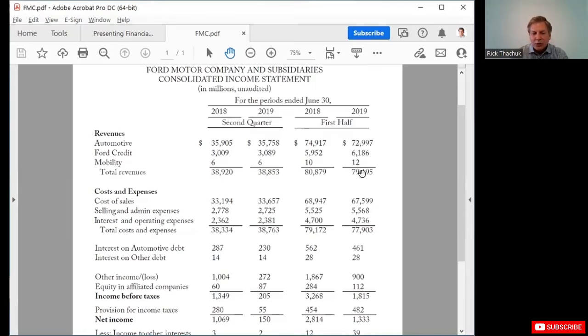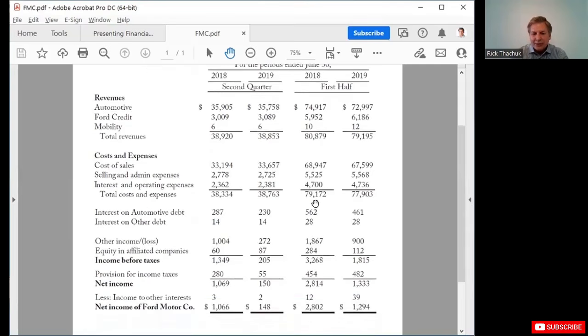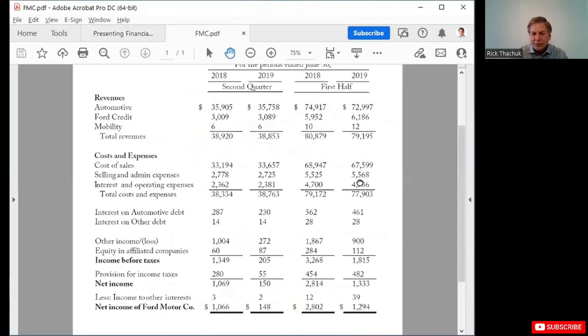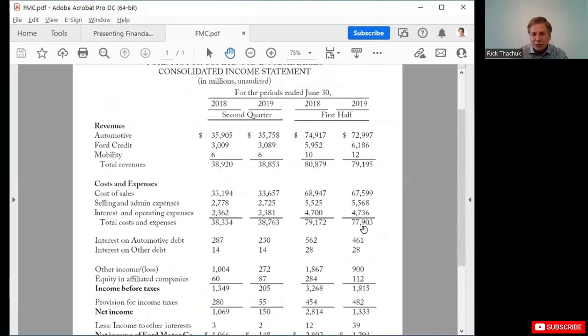Let's take a look at total costs and expenses. Well, they went from this value to this value, so that's a decrease. Is that substantial or not? Let's take a look at our list. And under substantials, no, I don't see that in here or even in here. So we will just mention this as a decrease from or down from. So can you present total costs and expenses, please?